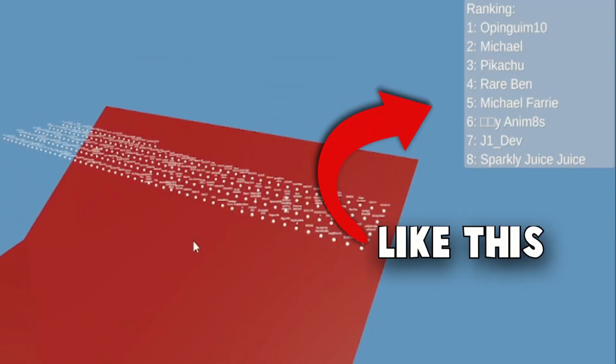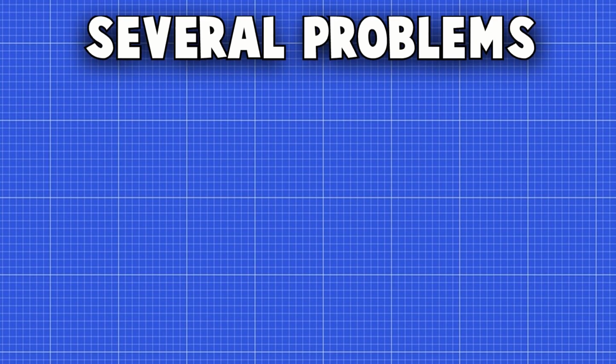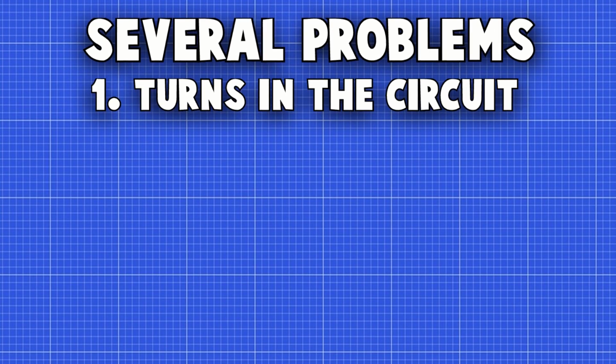So, now that the marbles are here, we need a system that kinda controls the race. I wanted to add a leaderboard with the 8 racers that are in the lead. This sounds pretty easy, right? Just take the distance from all the marbles to the finish. Wrong. There are several problems with this. First of all, if there are any turns in the circuit, the whole system fails already.